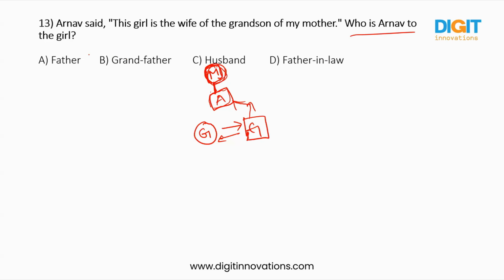They are asking who Arnav is to the girl. He would be the father-in-law, because he is the father of that grandson, so he is the father-in-law of that girl. So option D is the answer.